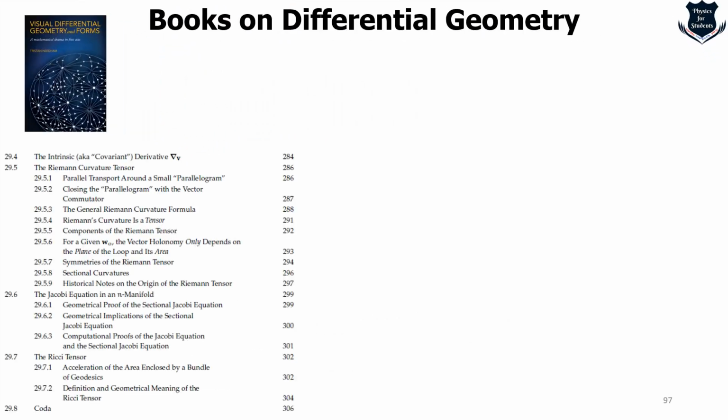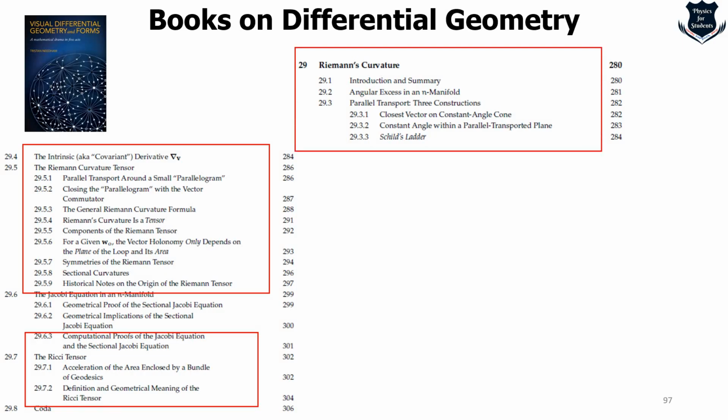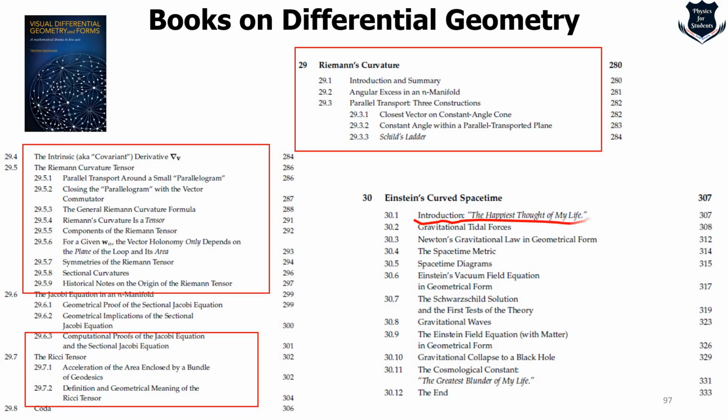This book is wonderful because, as you can see, it already gives you a lot of understanding about general relativity, the Riemann curvature, and here you can see the happiest thought of my life, that is the equivalence principle, the space-time metric, the Schwarzschild solution, Einstein's field equation, and the greatest blunder of his life. All these things are covered, including gravitational collapse and black holes. All these are explained taking into account the concept of differential geometry.